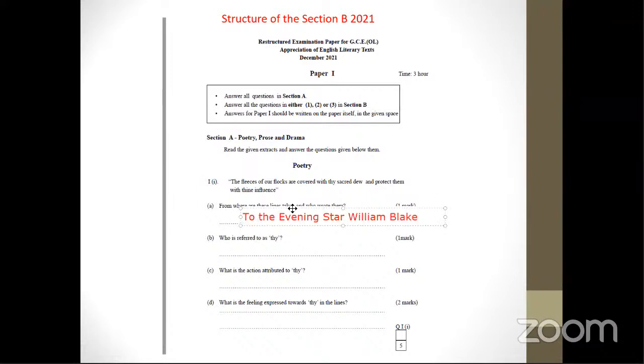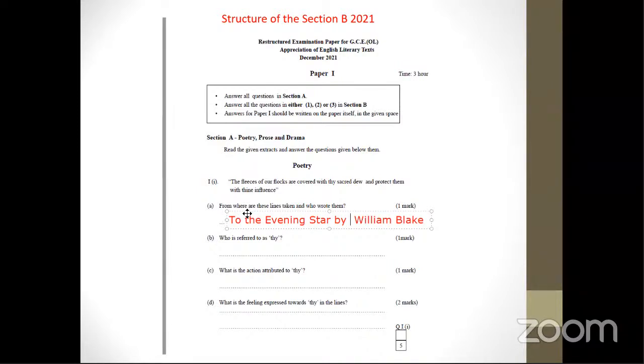So when you are answering the first question here, only these two are enough. To the Evening Star, you can add by William Blake. This is enough for 1 mark. Only concern is you have to give the exact title of the poem. In this, you are expected to identify the text and the author. Only that is expected. Nothing else. To the Evening Star by William Blake.